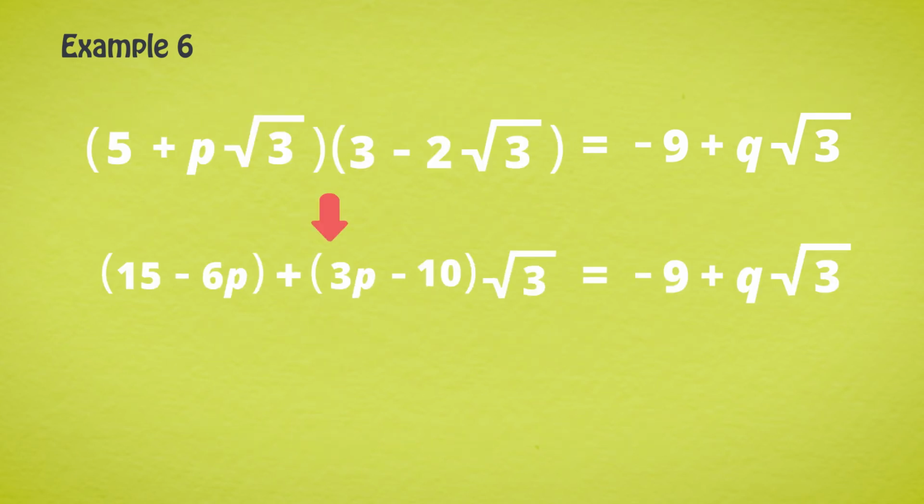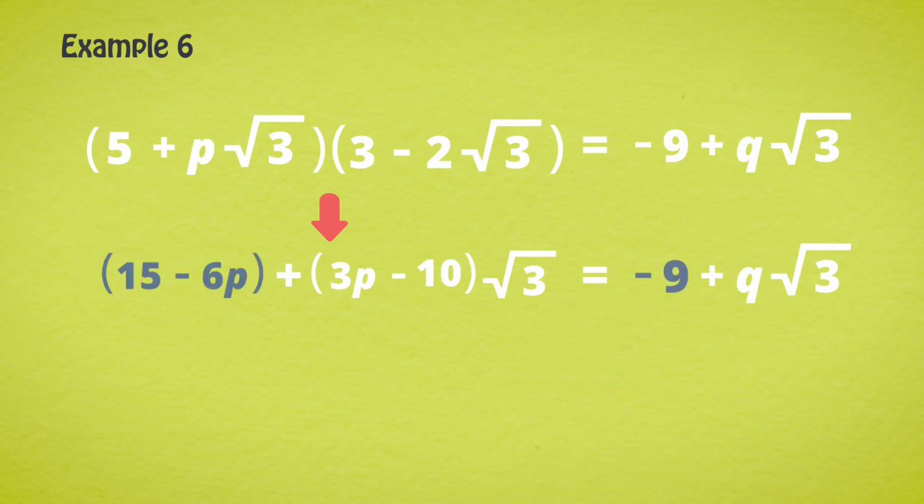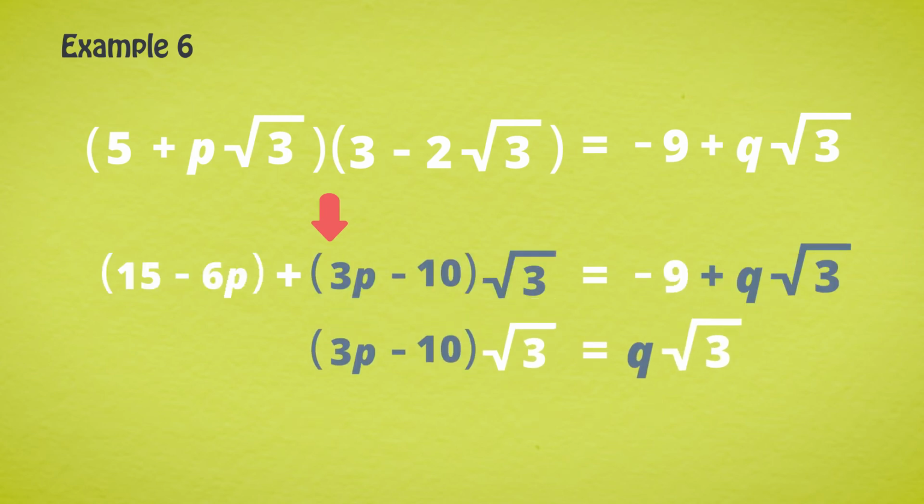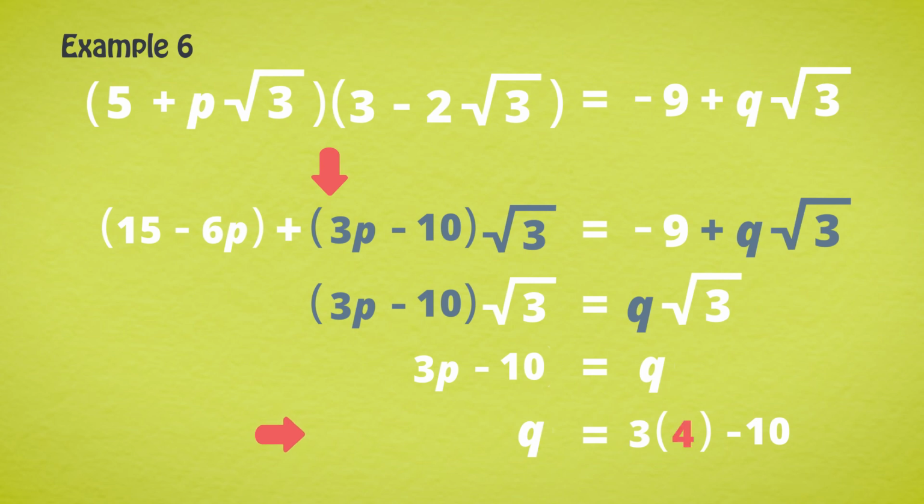Now, are we ready to compare? The answer is yes, but do you know which are the rational terms? Yes, these are the rational terms, and we will have this equation. So we will get the value of p. Similarly, it is important to note that 3p minus 10 is the coefficient of the surd square root of 3. Thus, we will have this. Did you notice that this equation has both p and q? This means that we need to substitute the value of p found earlier into the equation to get the value of q.